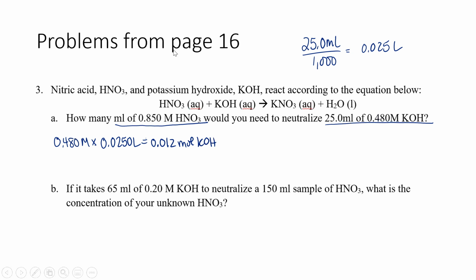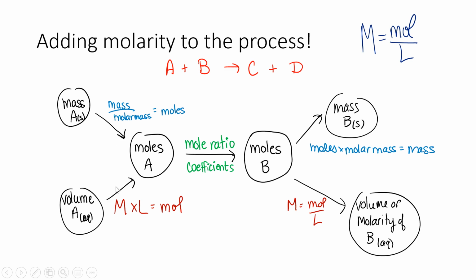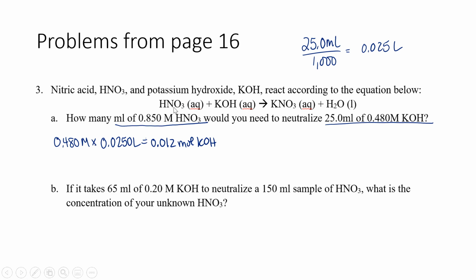The question is asking me for volume of HNO3. So let's look back at my map here. First step is to find moles. Second step is to use this mole ratio. So I'm going to look back at the equation, and this says that for every 1 KOH, I'm going to react 1 HNO3. So it looks like a 1-to-1 ratio. So 1 KOH for every 1 HNO3. So that means I also need 0.012 moles of HNO3.